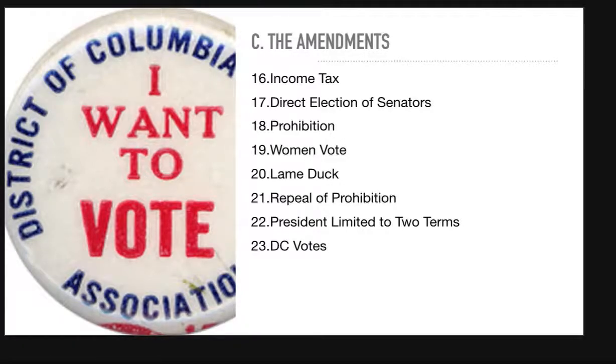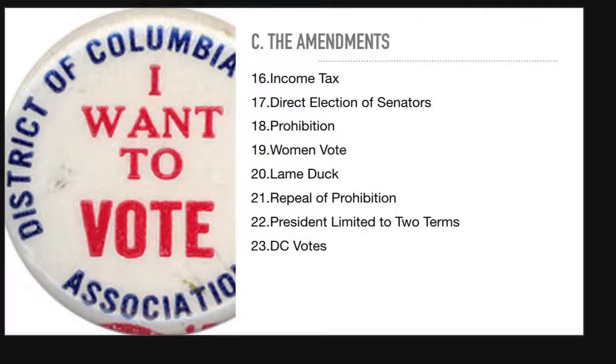So up until 1961, Washington, D.C. residents did not have a vote in a presidential election. They were not part of a state. D.C. was its own entity in and of itself, and so they did not have the electoral votes. And so therefore, there was no point in them voting for president because our presidents voted through the electoral system.